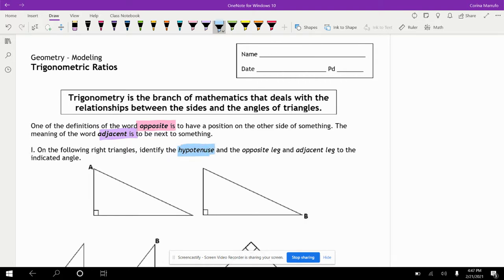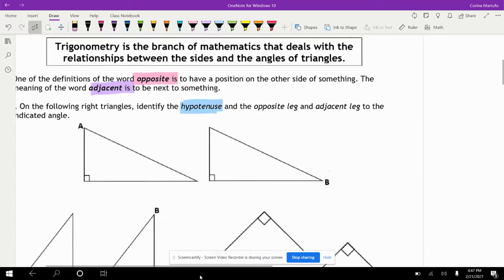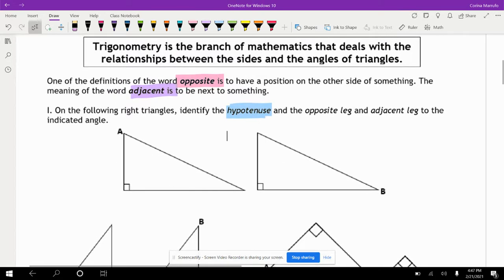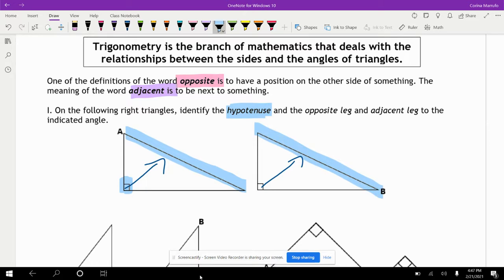Now, the hypotenuse is never going to change depending on the triangle. The opposite will change depending on which angle you're talking about, but the hypotenuse will always be the side across from our 90-degree angle. Directly across from it, that's always your hypotenuse. So across from this angle here, this is our hypotenuse. We also know our hypotenuse as our longest side.